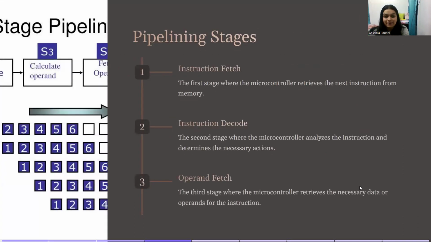Let's understand the pipelining stages now. Number one is instruction fetch. Number two is instruction decode. Then you have operand fetch. Instruction fetch is the first stage, where the microcontroller retrieves the next instruction from the memory. Instruction decode is the second stage, where the microcontroller analyzes the instruction and determines the necessary actions. And then, as the instruction contains a set of operands, we have operand fetch. That's the third stage, where the microcontroller retrieves the necessary data or operands for the instruction.